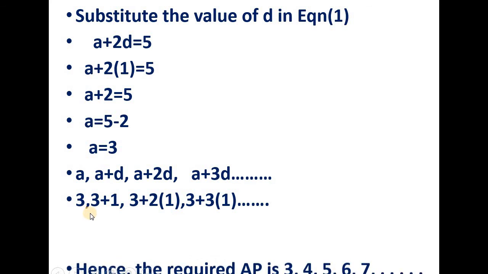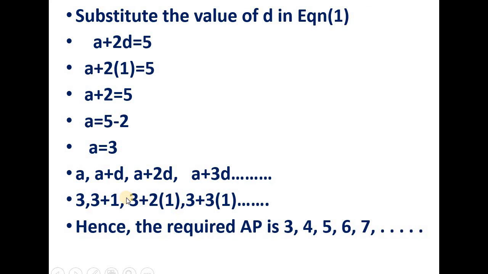Therefore, let us simplify. 3 plus 1 is 4. Then 2 ones are 2, 2 plus 3 is 5. Then 3 ones are 3, 3 plus 3 is 6, and so on. So this is the required arithmetic progression: 3, 4, 5, 6, 7.